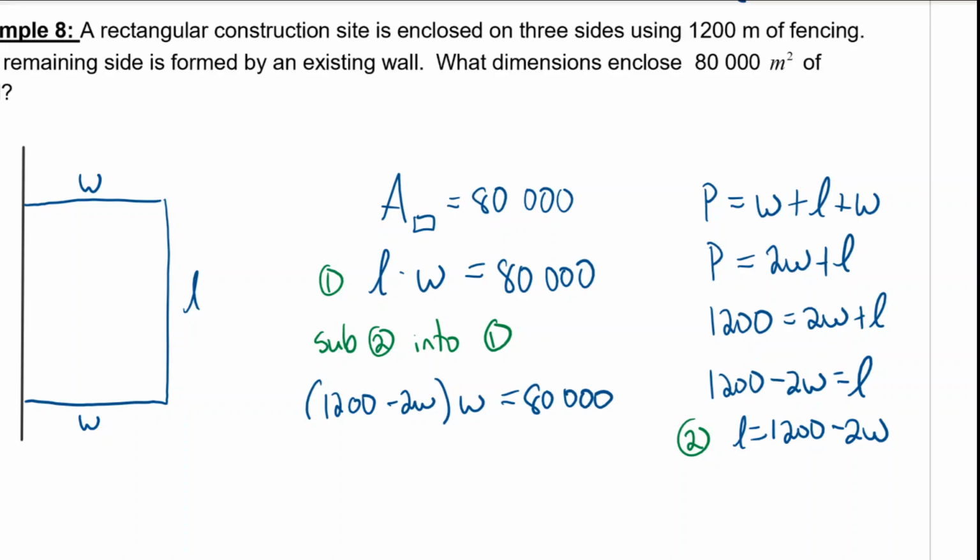Now what I can do is expand my brackets as usual, bring everything to one side, and use the quadratic formula or factor to get the answer. Let's go ahead and start that. So W times negative 2W is negative 2W squared. And then we've got W times 1200, so 1200W, equals 80,000.